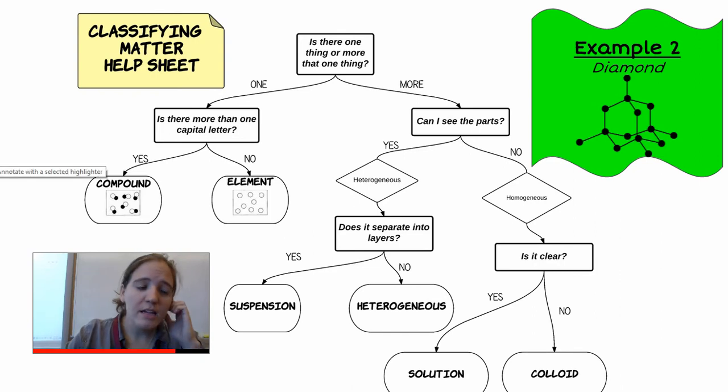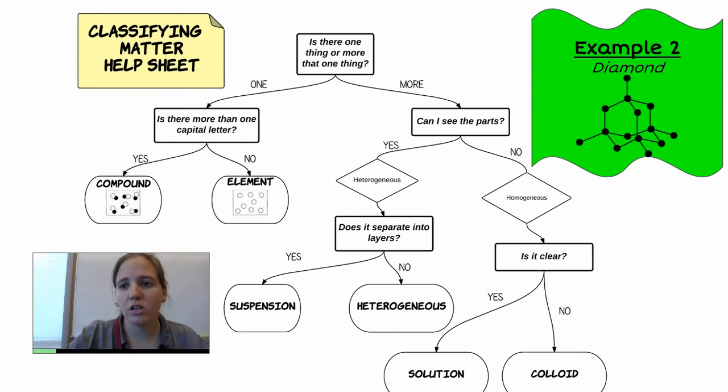Diamond. Diamond is made up of just carbon. So maybe on a test you would see a capital C like this. There's only carbon atoms. So is there more than one thing? There's only one. Is there more than one capital letter? No, there's just C. So diamond is an example of an element.